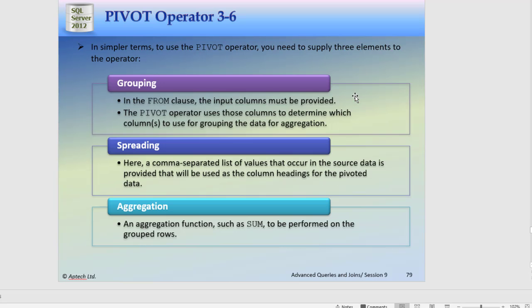Now in simpler terms, to use the pivot operator, you need to supply three elements to the operator. We have grouping. In the from clause, the input columns must be provided. The pivot operator uses those columns to determine which columns to use for grouping the data for aggregation. Spreading. Here, a comma-separated list of values that occur in the source data is provided that will be used as a column heading for the pivoted data. Aggregation. An aggregation function such as sum or average is performed on the grouped rows, depending on which operation you want to do.